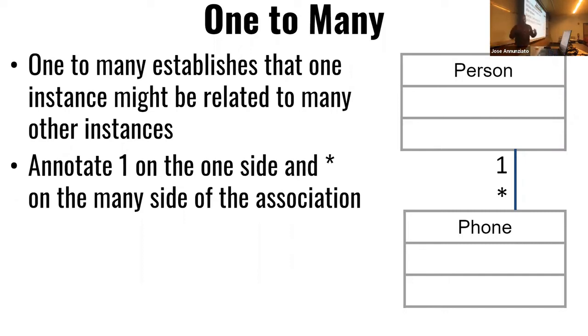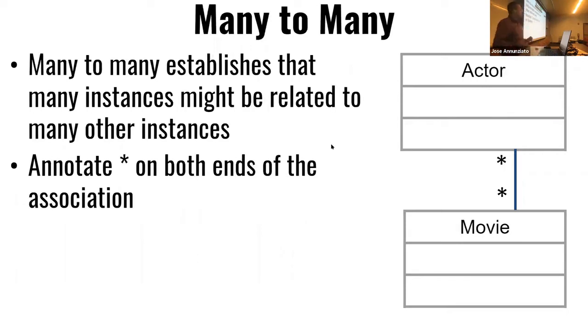They might have a fax. They might have a landline. I don't know who has landlines. Or there's a many to many, where one actor can be associated with many movies, and one movie can be associated with many actors. So this is another very classical multiplicity between classes, many to many, right?